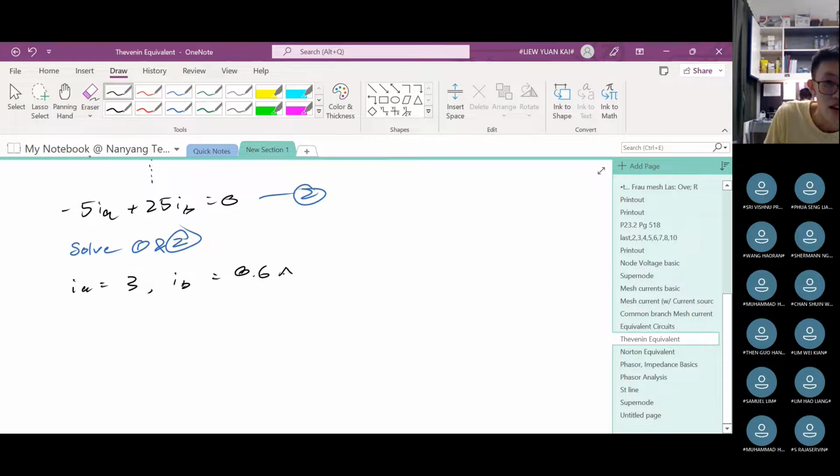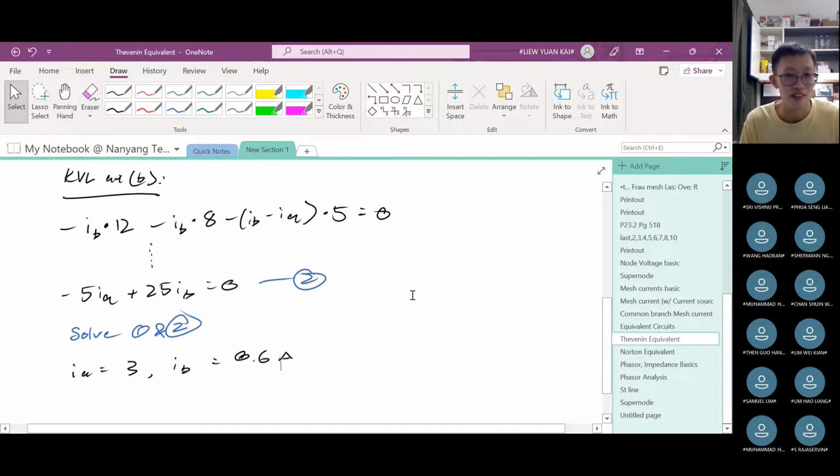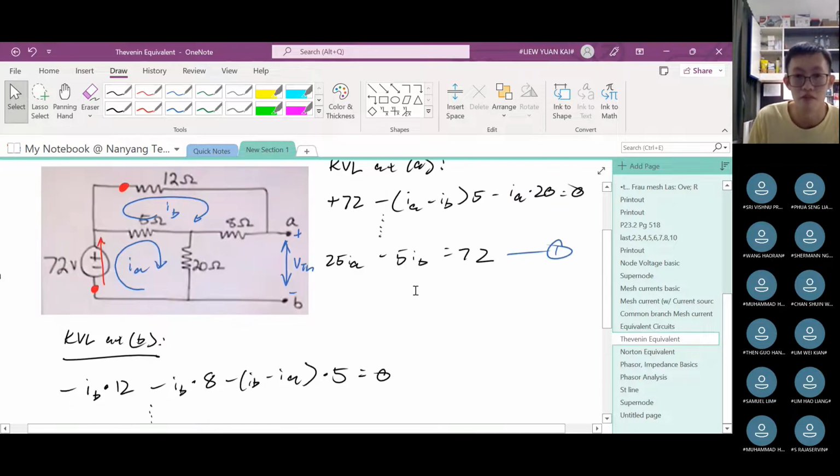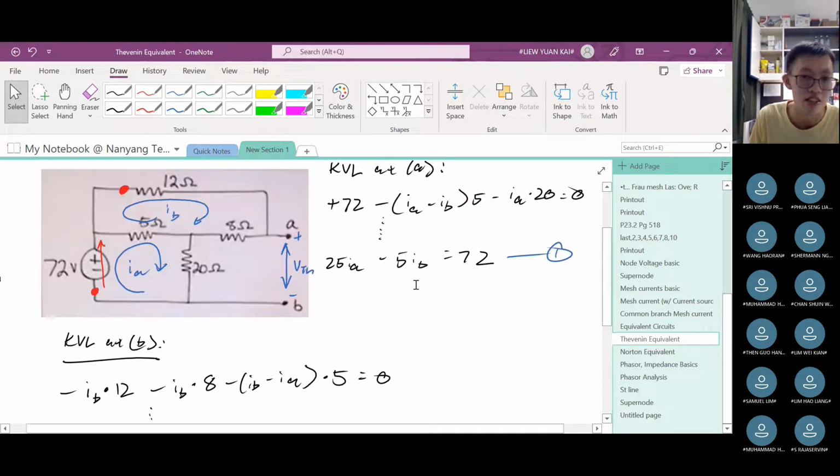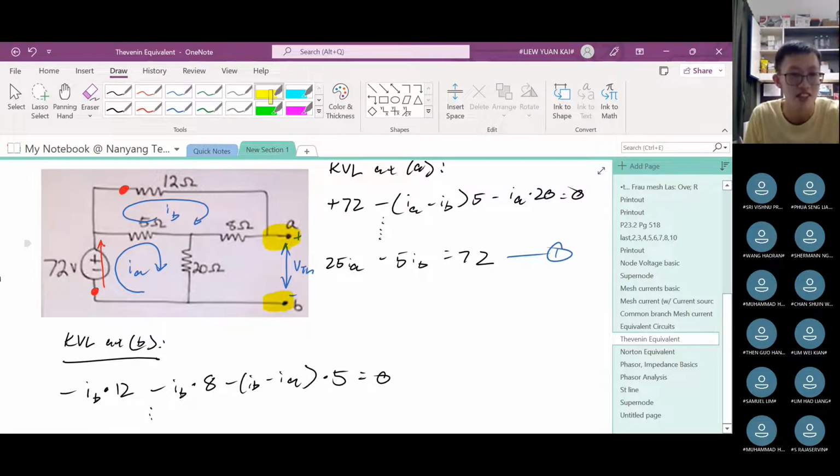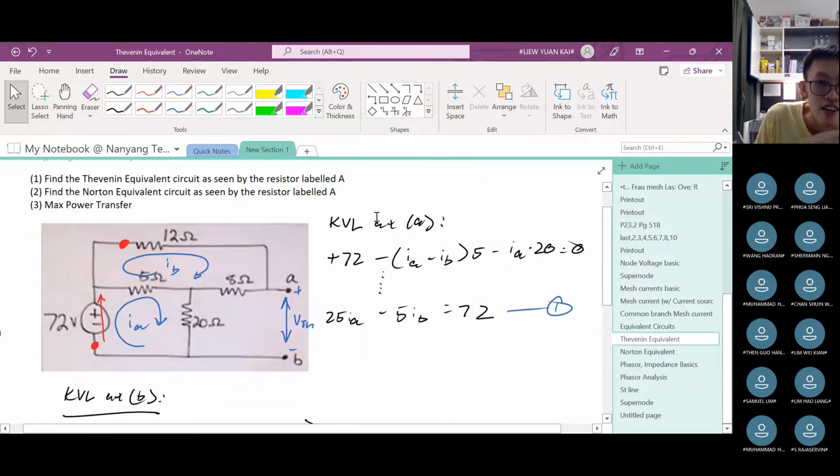0.6. Now, remember we are looking for the open circuit voltage. Don't forget our motive. Our motive here is to find the open circuit voltage, right? But I found the currents. So how do I find the potential difference across these 2 nodes using the circuit? Well, the answer is like this. You know that here and, well, here.